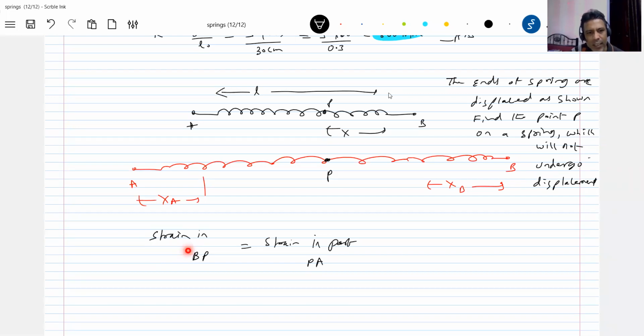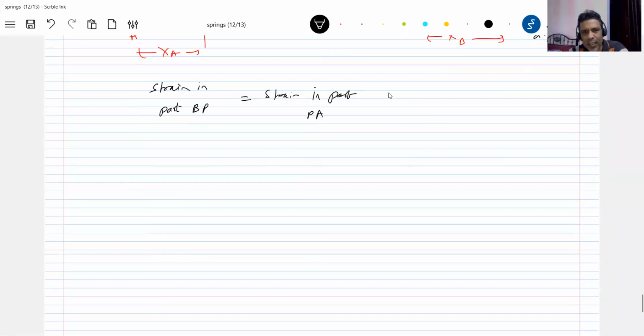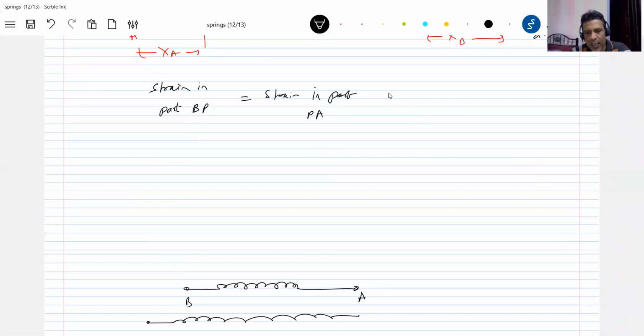How did you tell that there will be at least one point on a spring which will not undergo displacement? There's a simple common sense. Again, if there's a spring and I give equal displacement, a student must really think on this one instead of asking the teacher a question. So at both ends I'll give equal displacement. This is ND, this is NB.